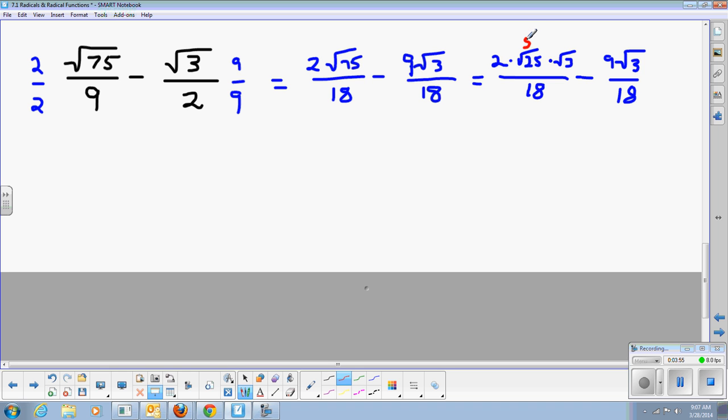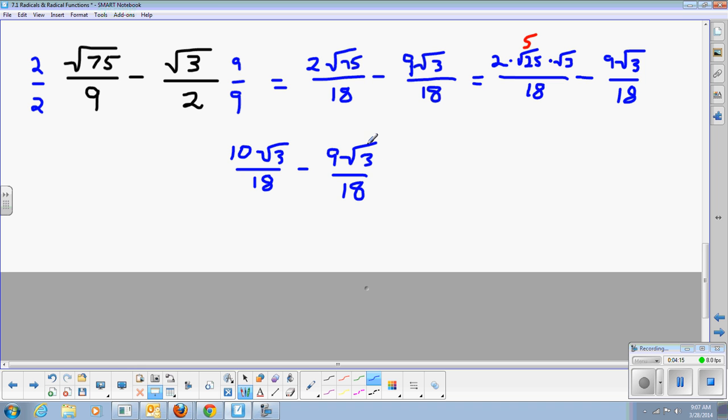So that is actually 5. So what is 2 times 5? That happens to be 10. So I'm going to rewrite this as 10 times the square root of 3 all over 18 minus 9 times the square root of 3 all over 18.